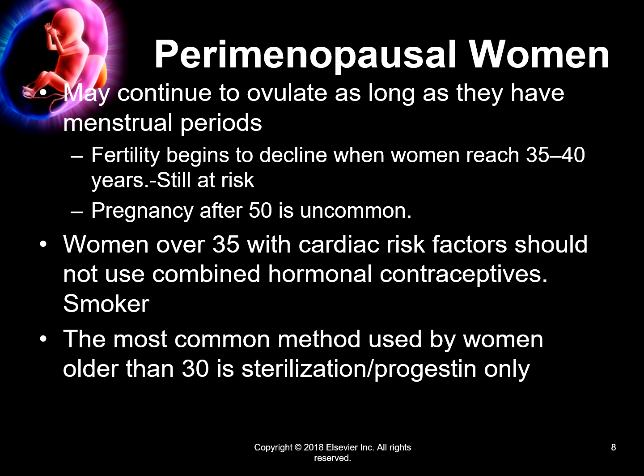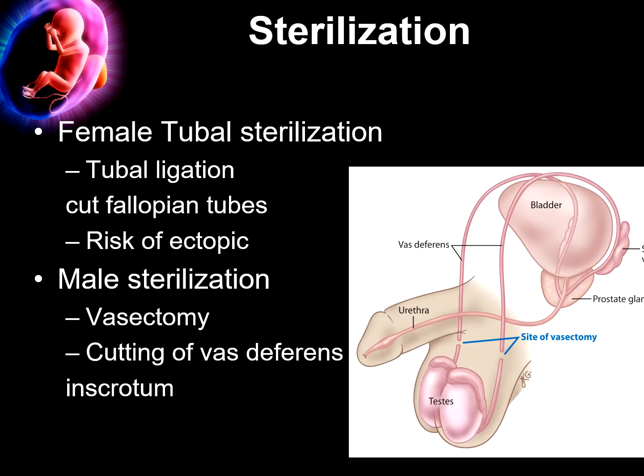Not every woman, though. Women over 35 with cardiac risk factors should not use combined hormonal contraceptives and should not be a smoker. If they have hypertension, they should not use a combined method of hormonal contraception at all, as I said earlier. The most common methods used by women older than 30 are sterilization and progestin-only hormonal contraception.